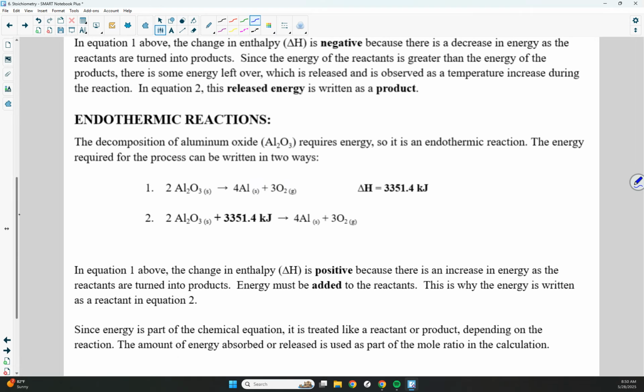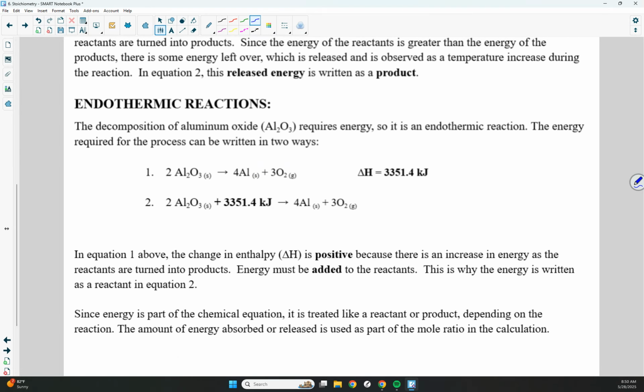So let's take a look at endothermic reactions. Same thing here. We have aluminum oxide being broken down into aluminum and oxygen. Decomposition reaction there. And if it's an endothermic reaction, that means heat is necessary to make the reaction happen. It's being absorbed. Then you're going to see a positive number here next to delta H.